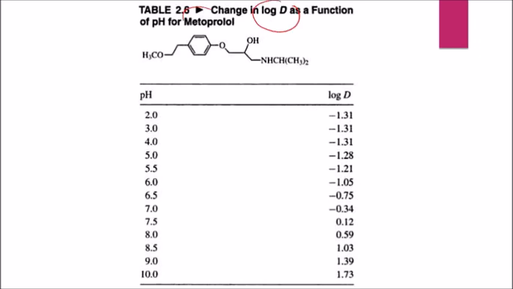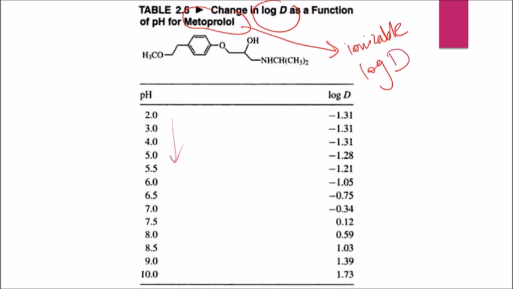Here is one example of log D, the distribution coefficient, for metoprolol. You know what metoprolol is? It is an antihypertensive drug, and it is ionizable. So it doesn't have a log P, but instead has a log D, which is pH dependent.